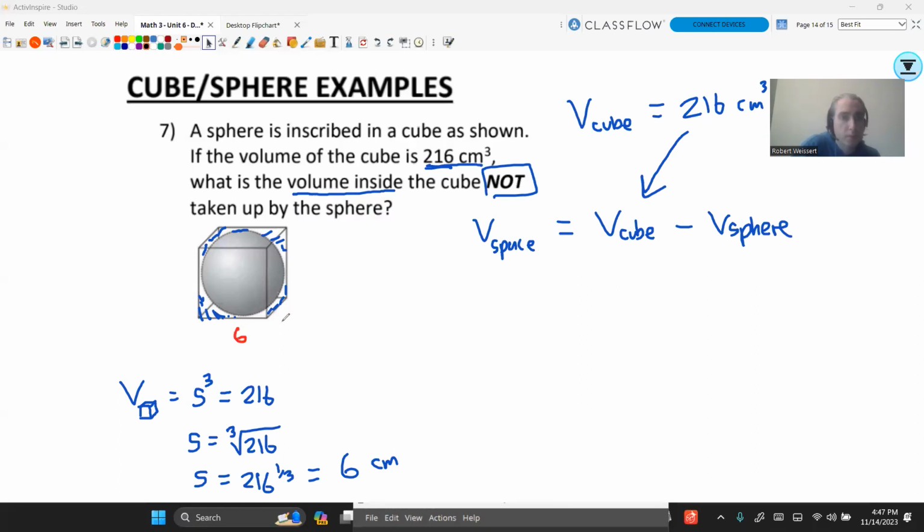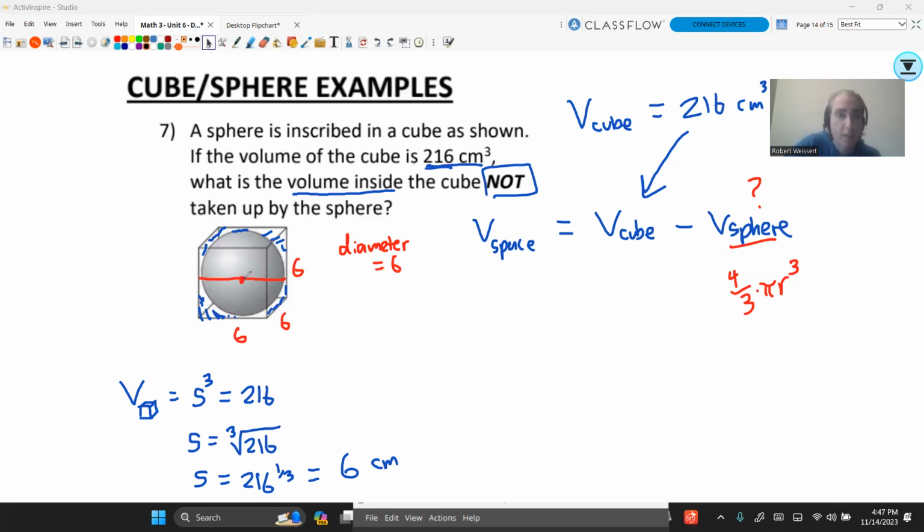And now I want to get the volume of the sphere. I can do that because I know that the whole distance across the sphere is 6. That 6 is actually your diameter. So your radius is what you're trying to find, because the radius of the sphere is what's in the formula. And the volume of a sphere is going to be 4/3 pi r to the third power.